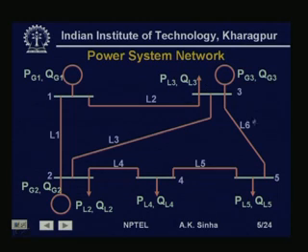Otherwise, the line will get overloaded, and that may lead to other problems, like the protection system sensing overload and tripping the line, etc. So, the idea of power flow analysis is, given these loads and generation, to find out the voltages at various bus bars and the power flows in various lines, so that we can assess the operating condition of the system and see that none of the variables are beyond their operating range.